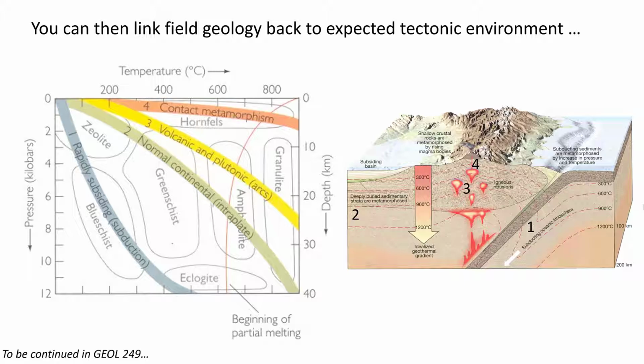So as I've been hinting at, you can now link field geology back to the expected tectonic environment. So if we have yet another version of the pressure temperature diagram shown on the left, we can plot number 1 as a subduction zone that will generate zeolite and blueschist rock groups. Number 2, we can look at what a normal continental or intraplate zone of rocks will generate: zeolite, greenschist, amphibolite to granulite. We can look at number 3, volcanic and plutonic arcs. And 4, we can look at contact metamorphism.